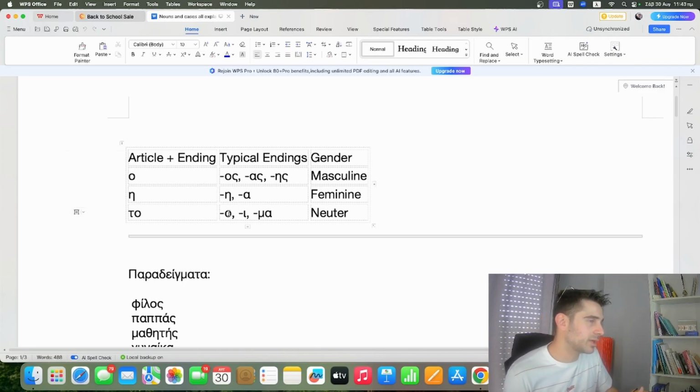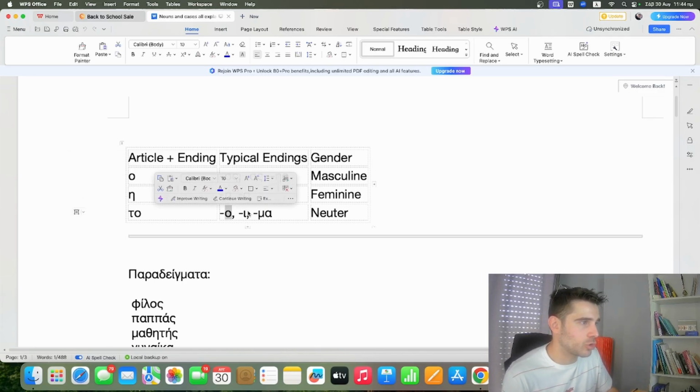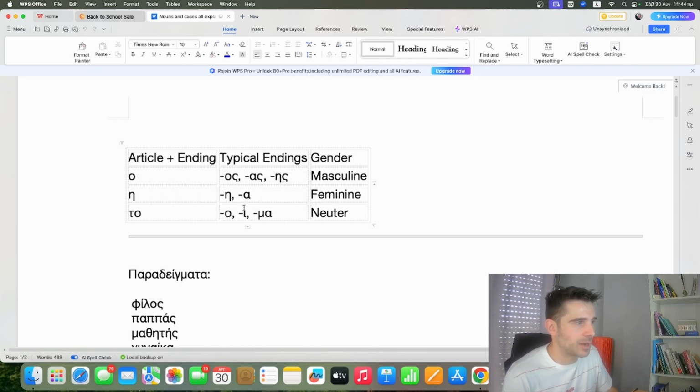And if a word has the word endings omicron or iota, here it has the same sound, so the orthography is the one that identify if a noun will be feminine or neutral. And when it has the word ending ma, you will use the article to. You just have to remember this small thing here.